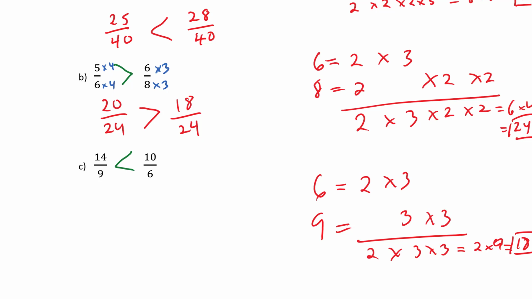How do we get 6 equal to 18? Multiply by 3, multiply the top by 3. How do we get 9 equal to 18? Multiply 9 by 2, multiply the top by 2. 14 times 2, 28 over 18, and 10 times 3, 6 times 3 is 18. Make sure you read that appropriately. There we go, 30. You can see 30 is bigger than 28, so 28 over 18 is less than 30 over 18.